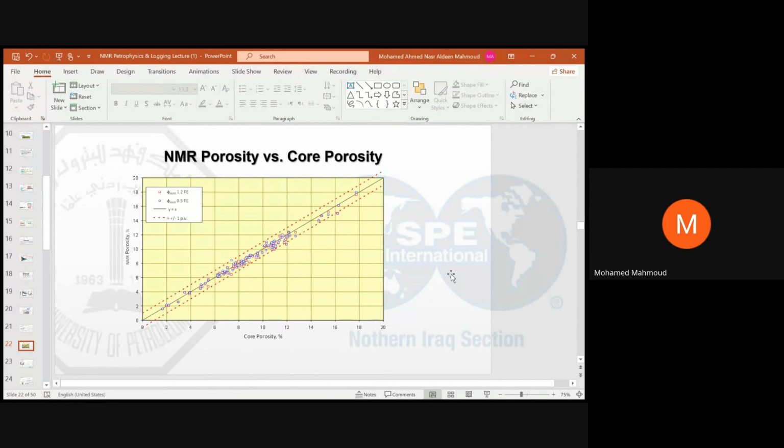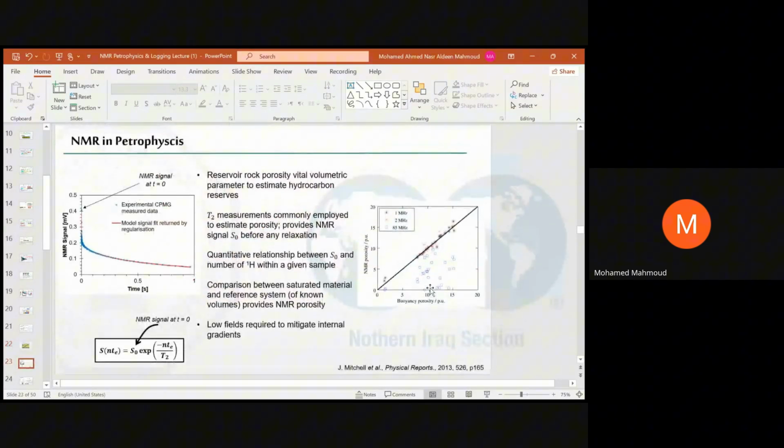NMR is a very reliable tool if we compare the core porosity to the NMR porosity from the lab measurements. So we have a very good fit, within 1 porosity unit. All the data fits very well. So we can rely on NMR to give us a correct estimation for the porosity.